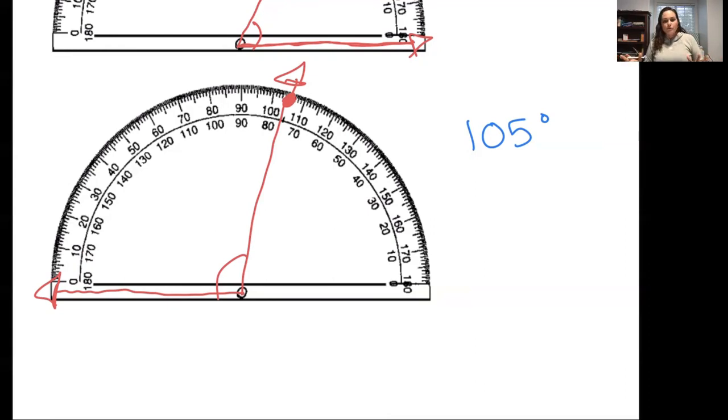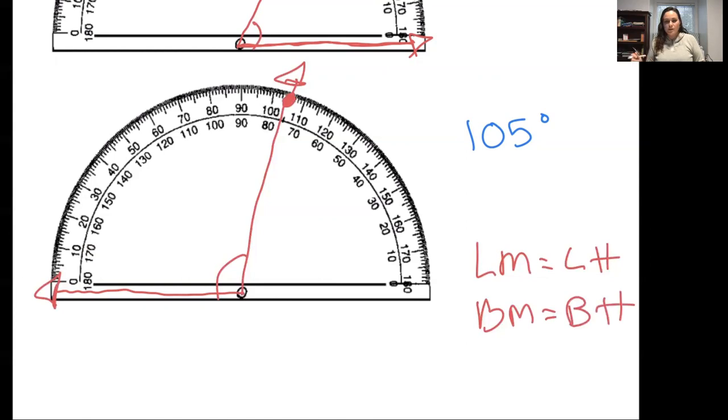So don't forget when you're doing your assignment, little mouth, little numbers. Big mouth, big numbers. And always pay attention to your counting. Don't go from 0 to 170. Make sure that you're counting correctly.